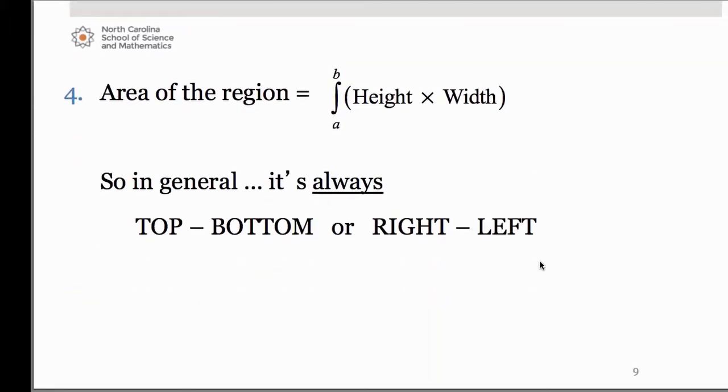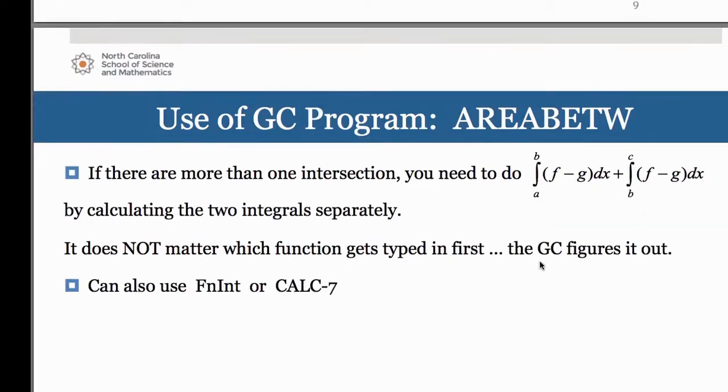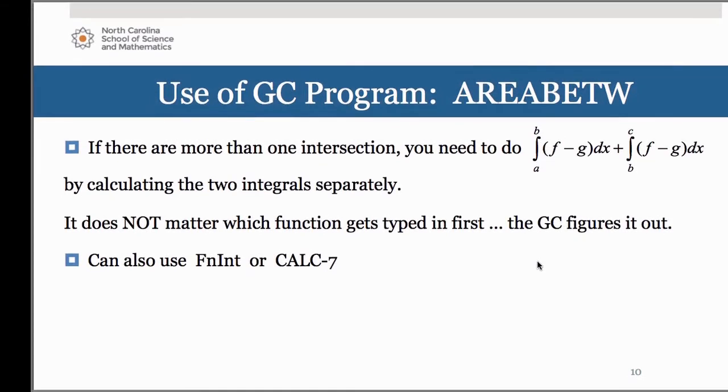So basically then, your area of the region is going to be the integral from a to b of the height times the width. That's where the f of x minus g of x dx comes from. A really good guiding rule to remember, and especially as we continue on into other lessons after this, top minus bottom, right minus left. You also have a graphing calculator program. That's a great tool to use to check your answers.